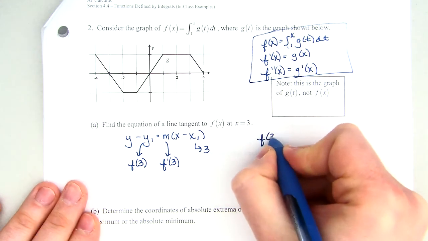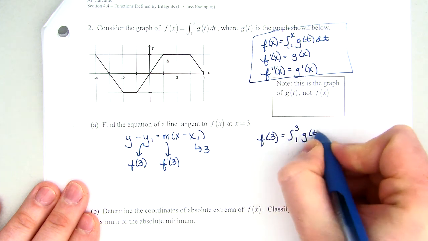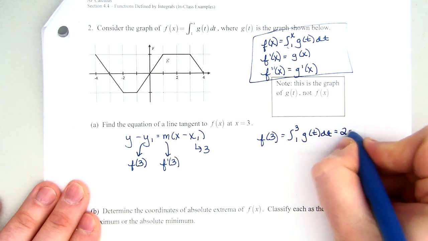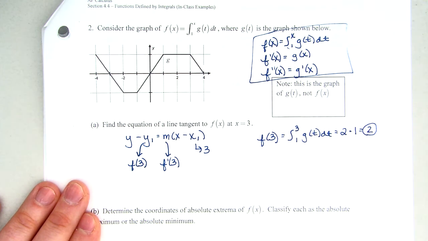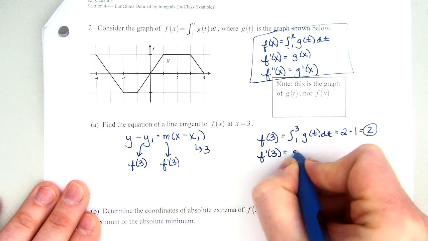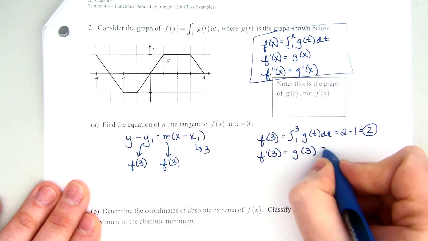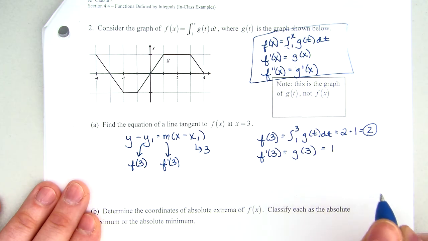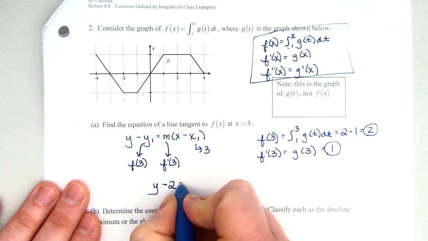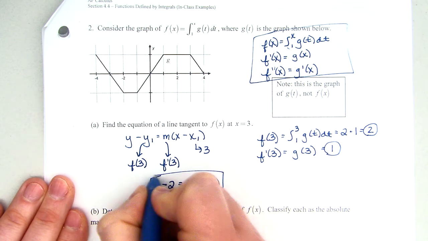Okay, so f of 3 is going to equal the integral from 1 to 3 of g of t dt. Base is 2. Height is 1. 2 times 1 is going to give us 2. F prime of 3 is going to equal g of 3. G of 3 is looking like 1. So I think we're good there. Which means my tangent line is y minus 2 equals 1 times x minus 3. That's it.